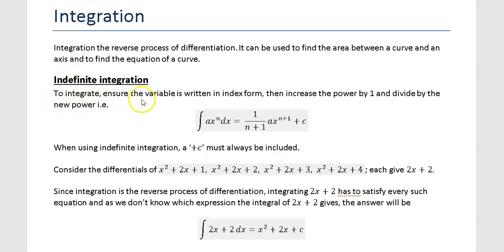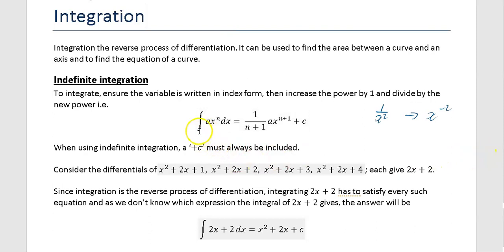So to integrate, ensure the variable is written in index form. What I mean by this is, if you had 1 over x squared, that is not in index form. You would have to write that as x to the minus 2 before you can integrate. And then to integrate, what you do is you raise the power by 1 and you divide by the new power. So that's really what we're going to do for this. I want you to add that into your notes, and I'll add that in now.